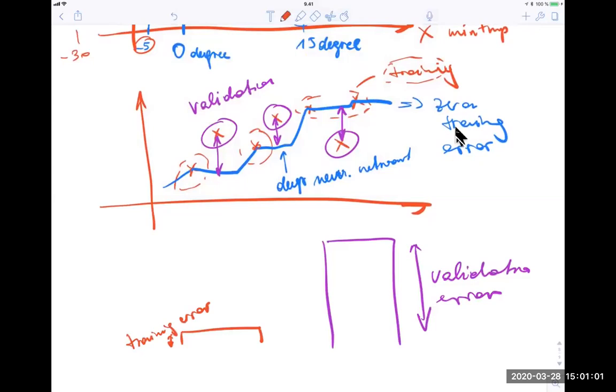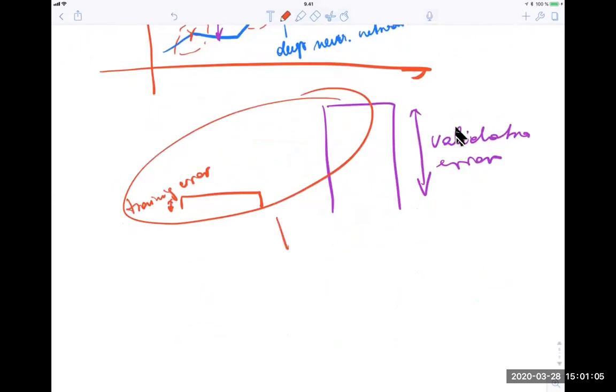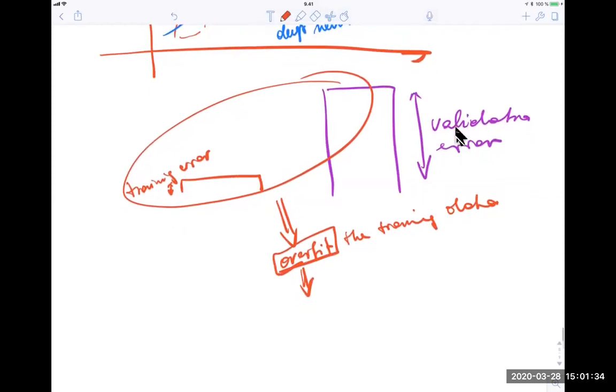And if the validation error is much larger than the training error, then this is a hint that we might overfit the training data. And what can we do to cure this problem or to avoid this problematic scenario? Overfitting is bad. It's maybe the most challenging situation in machine learning, or one of the most important goals in machine learning is to detect overfitting and to avoid it. So how can we avoid overfitting?